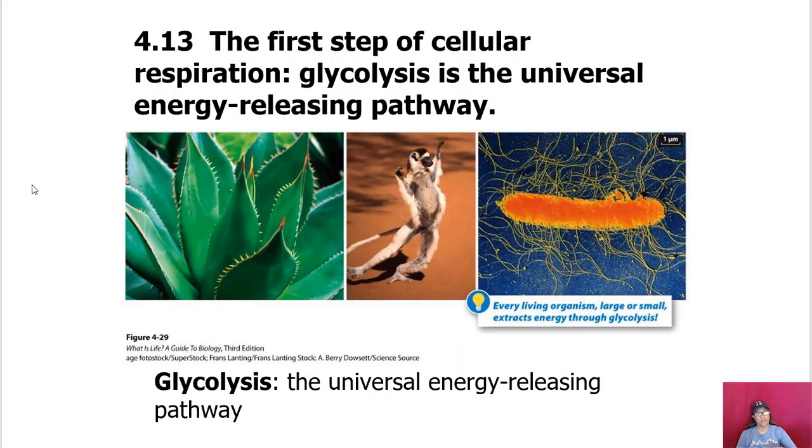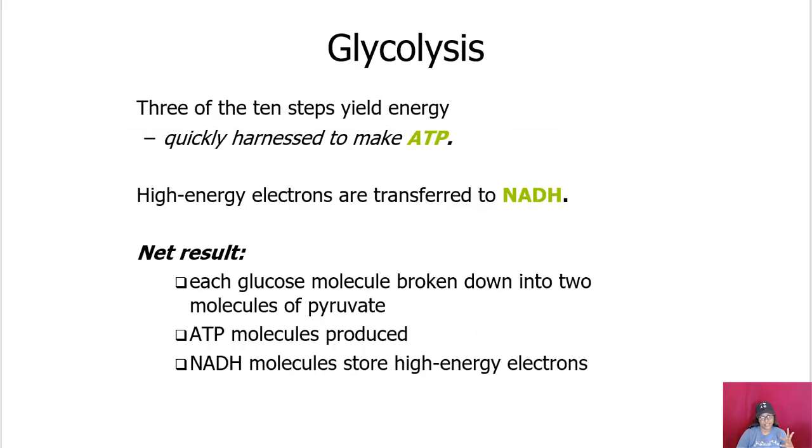So that was sort of the overview. Now we're just going to look at things just a little bit closer, right? So the first step of cellular respiration is glycolysis, the universal energy releasing pathway. It's called the universal energy releasing pathway because everything from bacteria to plants to us to this fantastic little guy here is using glycolysis, and we're going a step further. But glycolysis is the universal pathway to release energy, ATP.